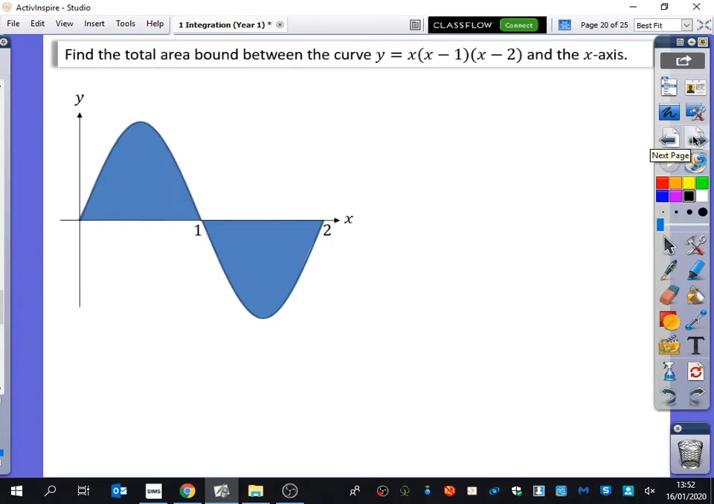Well, the way that we do this is we will work out the area between 0 and 1. We will work out the area between 1 and 2. And between 1 and 2, we will get a negative answer. So we will just make it become positive. We will just take the magnitude of it. You know what the word magnitude means? So we're just going to take the magnitude from it.